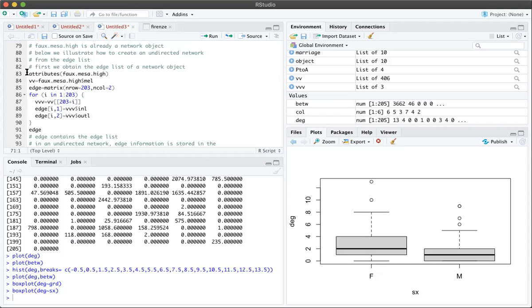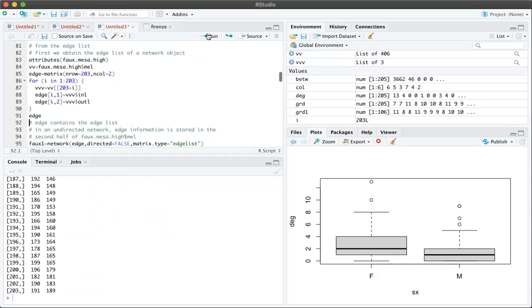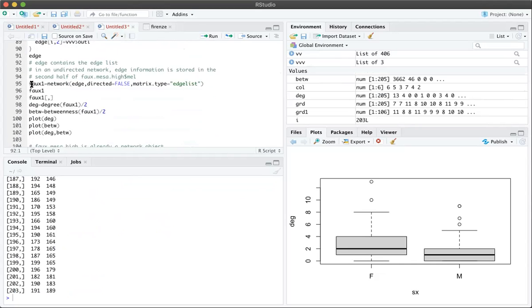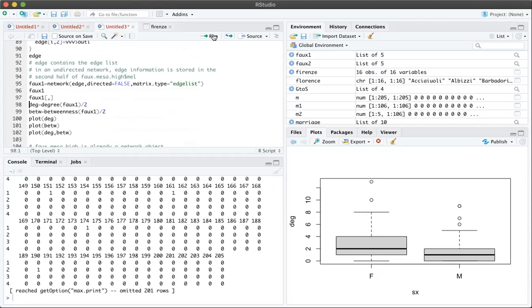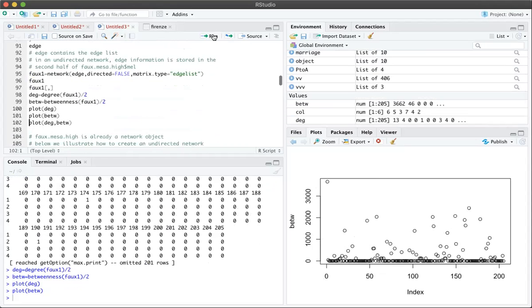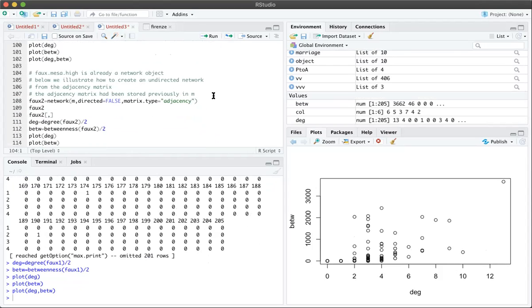First, we obtain the edge list of a network object. The edge list contains the edges. In an undirected network, edge information is stored in the second half of the fo.mesa.high mel. We're going to plot the degree again, plot the betweenness, and plot both. So fo.mesa.high is already a network object.